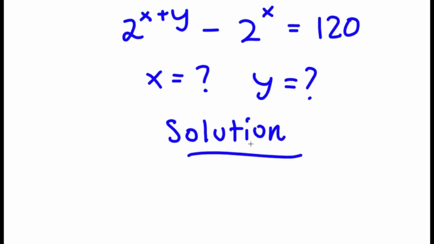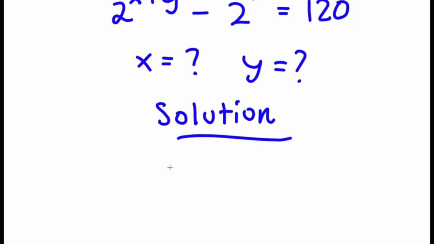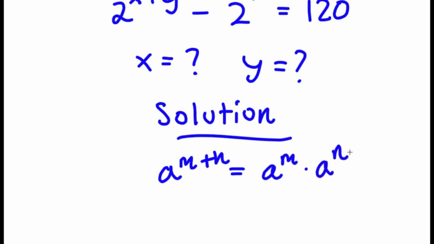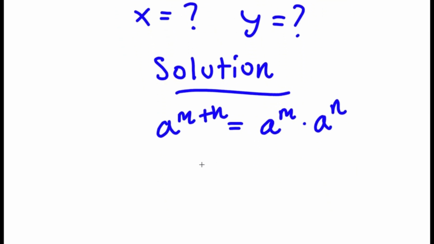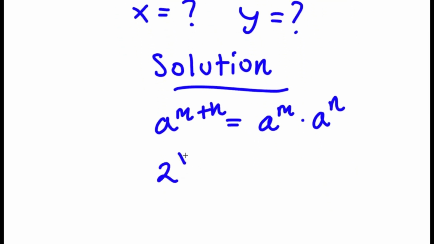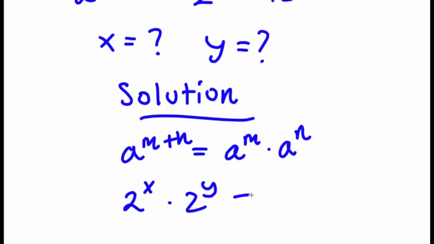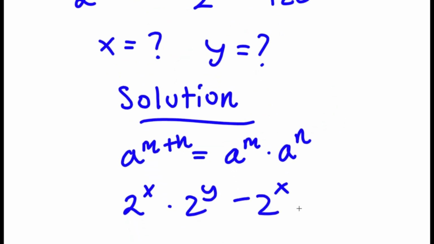So for my solution, I'm going to first start by using the property of exponents that states that a to the power of m plus n is the same thing as a to the power of m times a to the power of n. Meaning 2 to the power of x plus y, I can rewrite as 2 to the power of x times 2 to the power of y, and I have this minus 2 to the power of x is equal to 120.